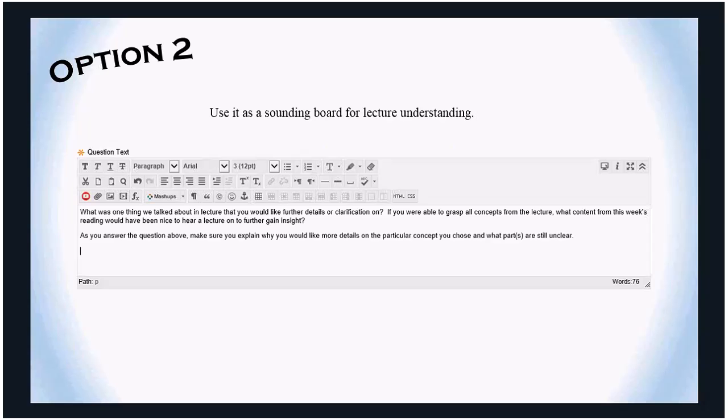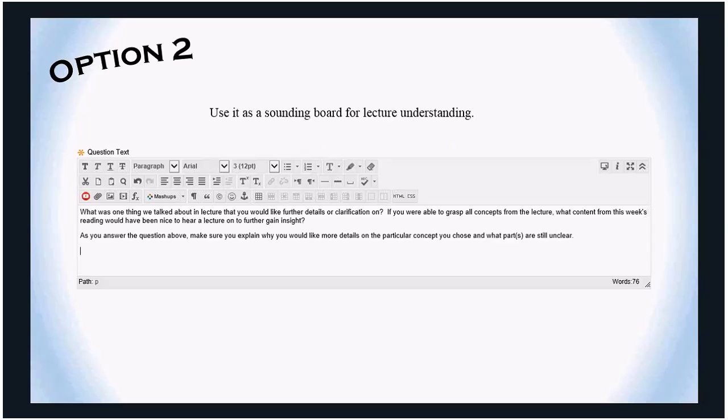better understanding. So the way this goes is you say, what was one thing we talked about in lecture that you would like further details or clarification on? What was one thing that wasn't totally clear to you before you continue on with your weekly learning? And then you say, if you were able to grasp everything, tell me about something that it would have been nice to hear in the lecture that I didn't mention. And that way it gives them an opportunity.